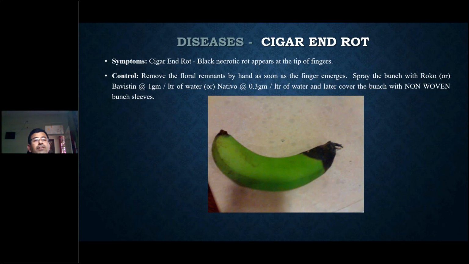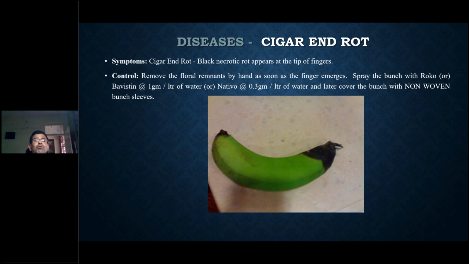Then cigar end rot disease. The symptom is a black necrotic rot that appears at the tip of the fingers. This is one of the minor diseases. Generally it happens during the rainy season. To control this, you can remove the floral remnants by hand as soon as the finger emerges.